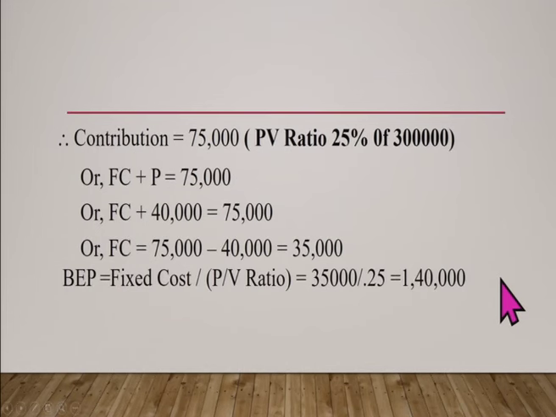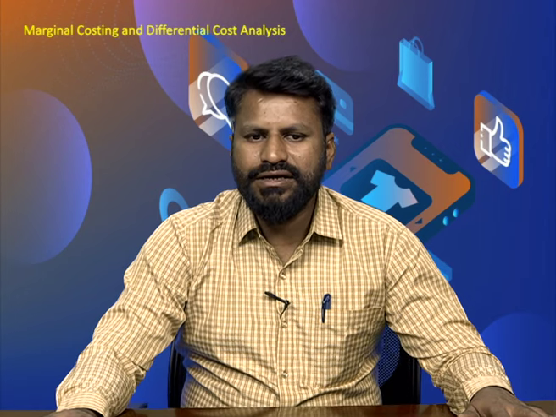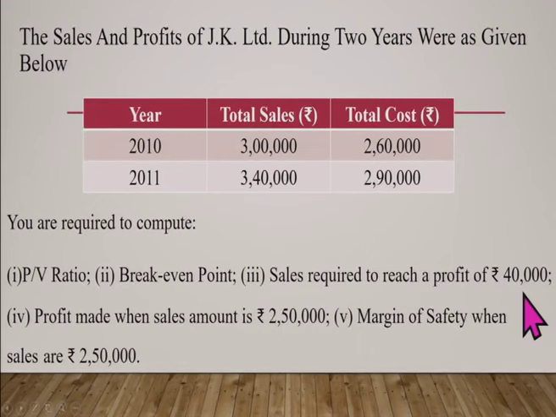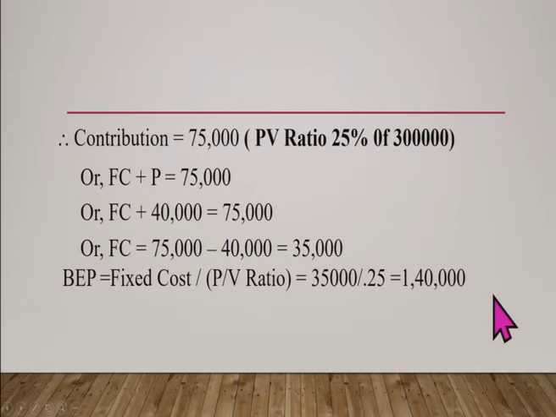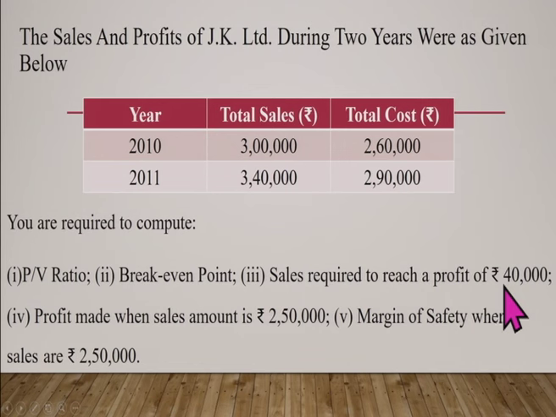Next, similarly, sales required to reach the profit of 40,000. To get a profit of 40,000, how much sales should we maintain? Here we already know the fixed cost, that is 35,000, and the profit they have given to earn is 40,000. So the total is 75,000, which is the 25%.